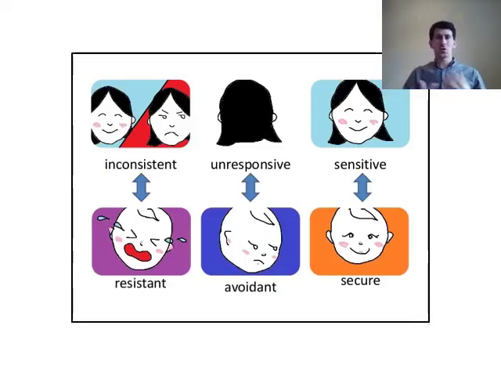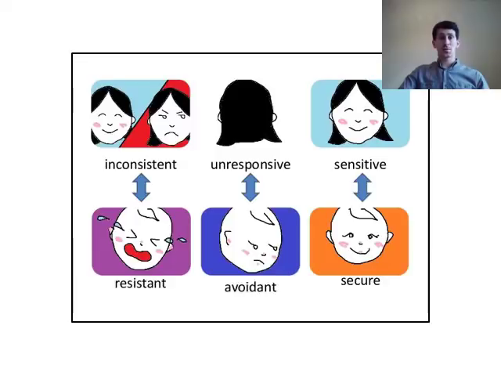And this is a nice little diagram to show you how mothering and your behaviour towards a child can affect the attachment that they develop. So if you get inconsistent mothering, sometimes you're happy, sometimes you're not responding to them, a little bit angry, then you're going to get this resistant child here.